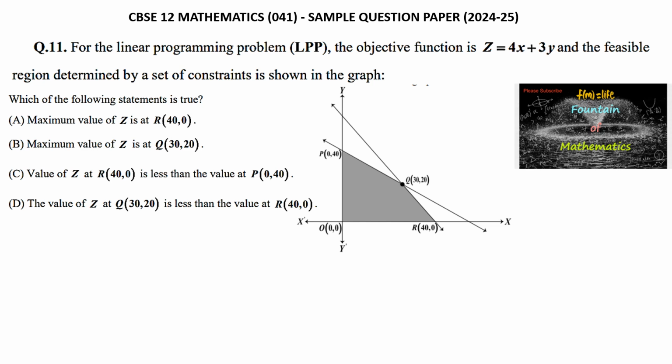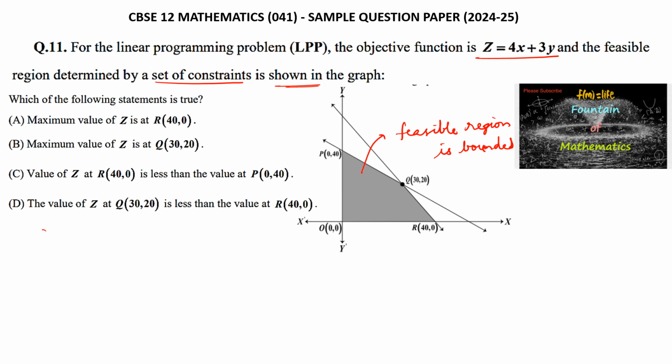Given a linear programming problem whose objective function is z is equal to 4x plus 3y and the feasible region determined by the set of constraints as shown in the graph. And here we can see that the feasible region in the solution part is bounded. So let us see the corner points.